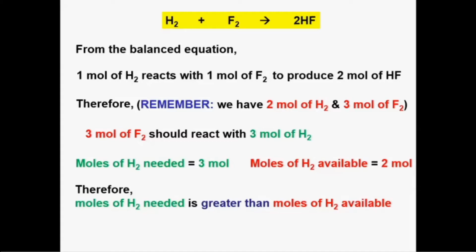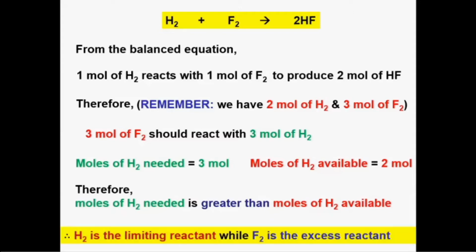Hydrogen is not enough, so what will happen to the reaction? Once the reaction occurs, the hydrogen will be completely consumed, or used up, first, while fluorine will become the excess reactant. So, same as before, hydrogen is the limiting reactant while fluorine is the excess reactant.